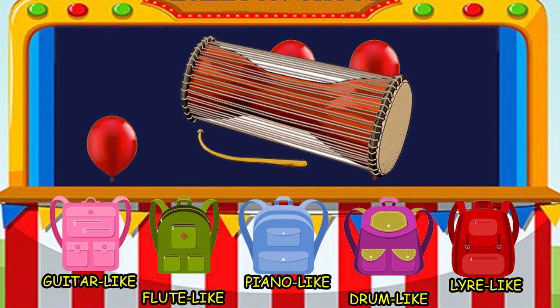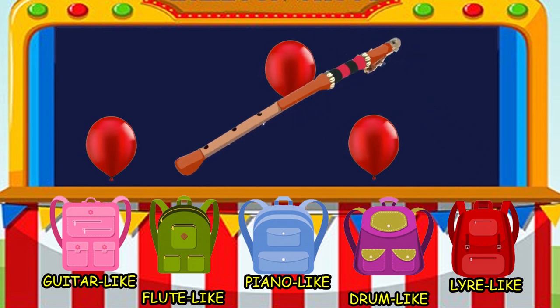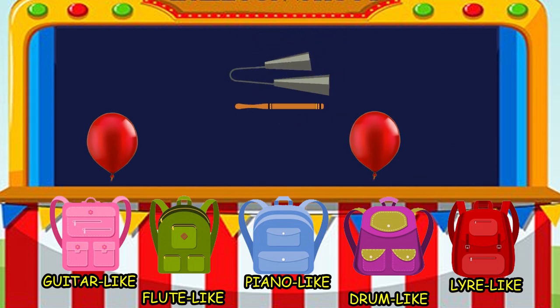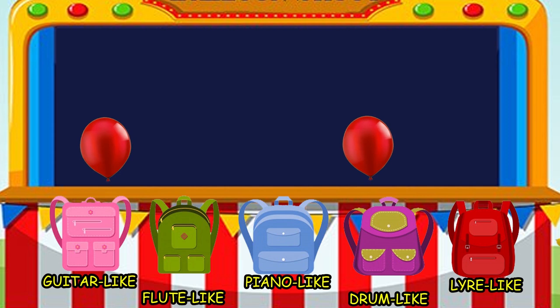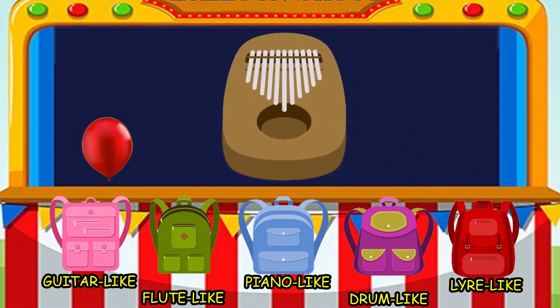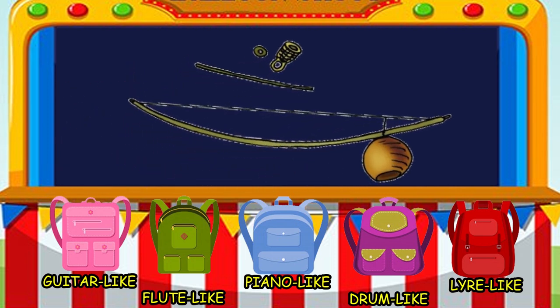Where should we place this one? If your answer is drums, you are right. Share me your answer. If you place it on flute, you got the correct answer. How about this instrument? The answer is lyre. Do we have the same answer? That's great. Did you place this in the group of pianos? If yes, great job! What does this instrument look like? Yes, it looks like a guitar. Very good!